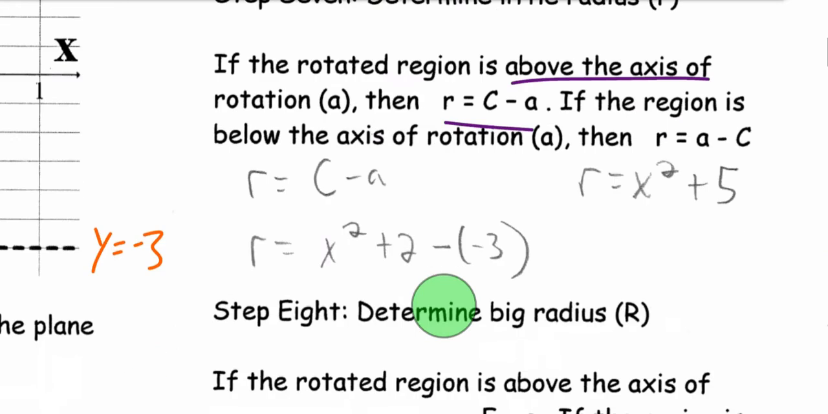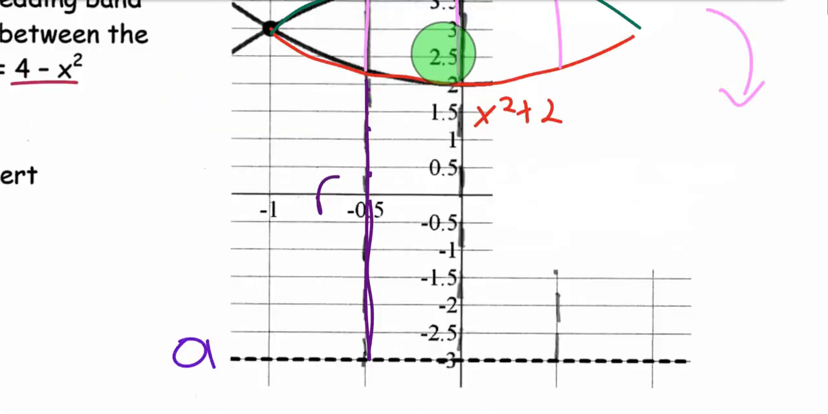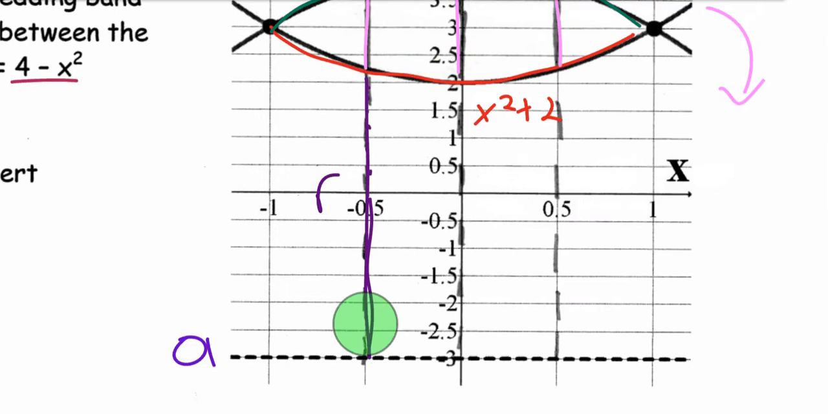So in this case, it's going to be x squared plus 2, which is our closest function f, minus our axis of rotation -3. 2 minus -3 is plus 5. So for right now, little radius is going to be x squared plus 5. And again, that will give us the length of any of these little radiuses, no matter how far along the graph we are, all the way up to 1.